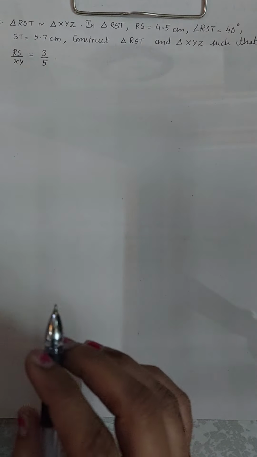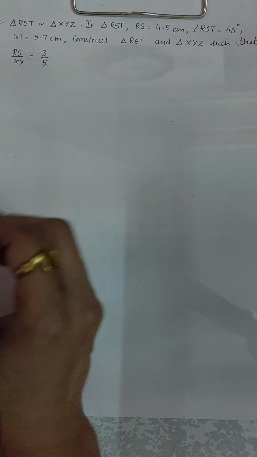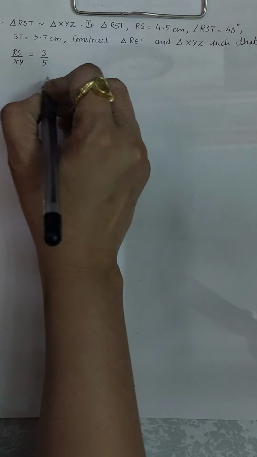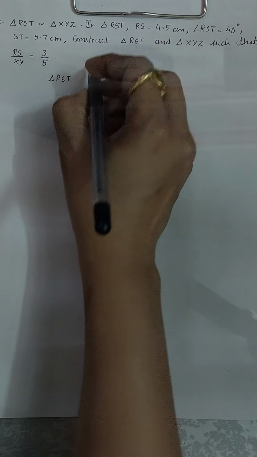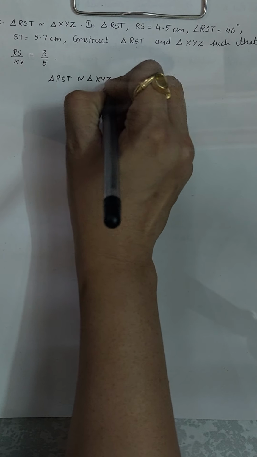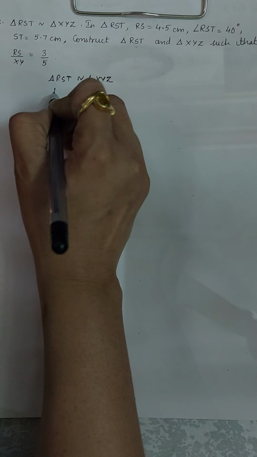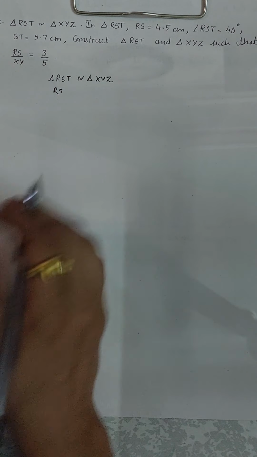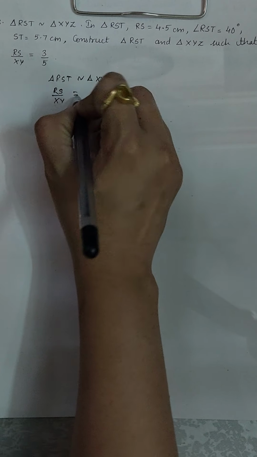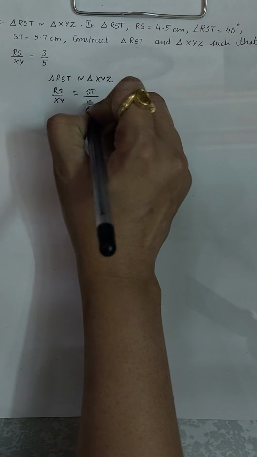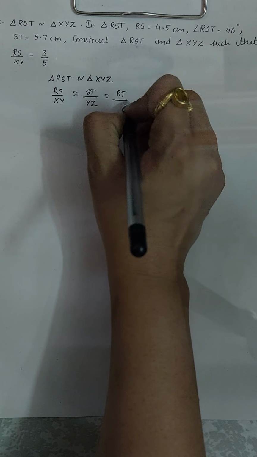Okay, so we are supposed to draw the triangle. So we can easily draw one triangle since its measurements are given, but we don't have any details about triangle XYZ. So in such case, how are we going to draw this? So for that, what are we going to do? So let us have a look now. So firstly, what will I do? I will write down triangle RST is similar to triangle XYZ. Okay, now since these triangles are similar, I'll write down the proportional sides. Yes, so it will be RS upon XY is equal to ST upon YZ is equal to RT upon XZ.